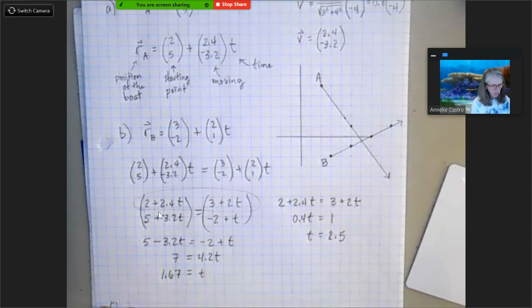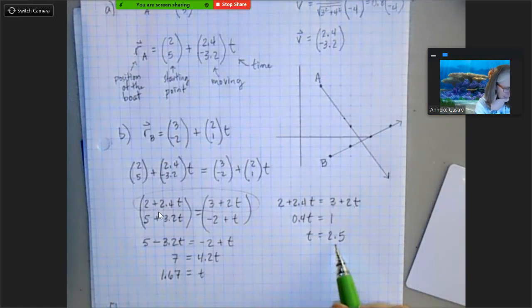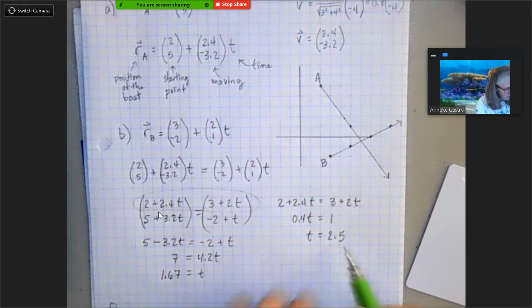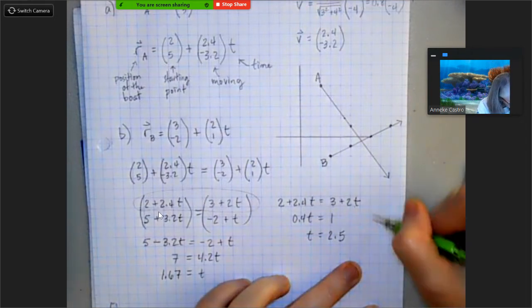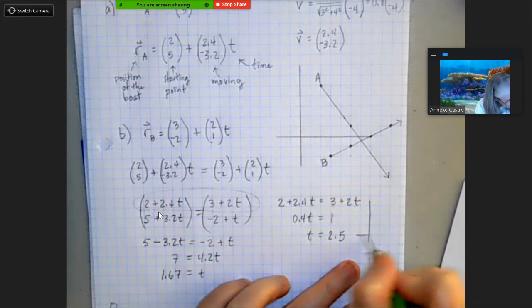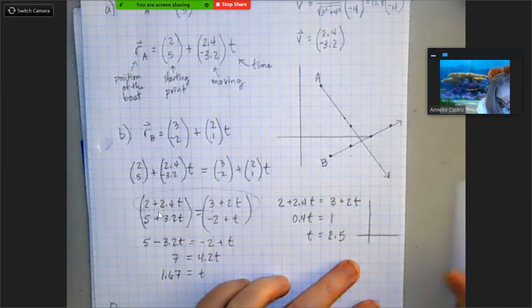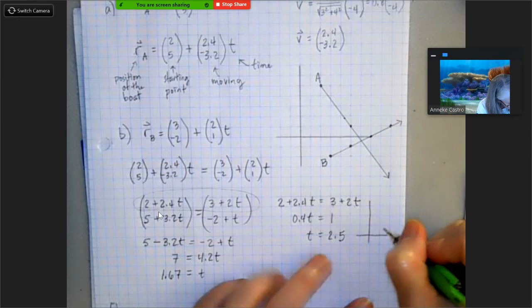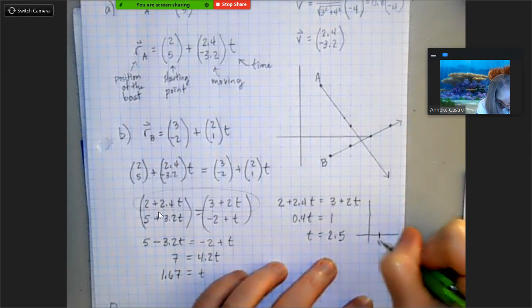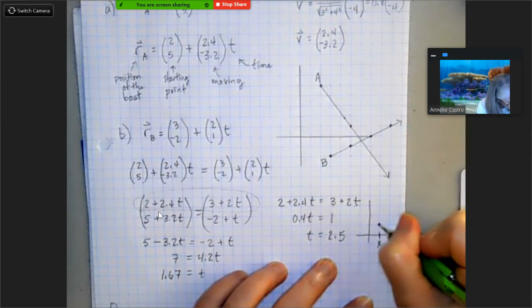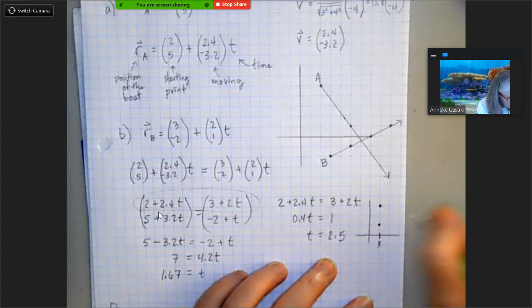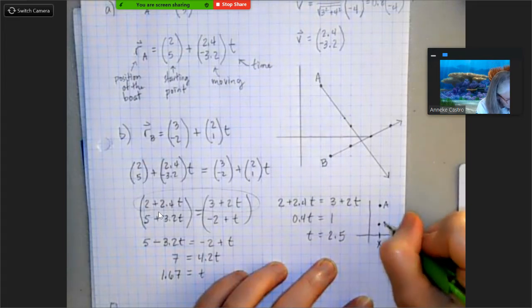What the heck? What does that mean? So here at 2.5 seconds, it's telling me that both boats are going to have the same x component. I'm going to make a little sketch of that. So at 2.5 seconds, boat A and boat B are both going to have the same x component. So their x's are going to be the same. So like here's boat A and here's boat B.